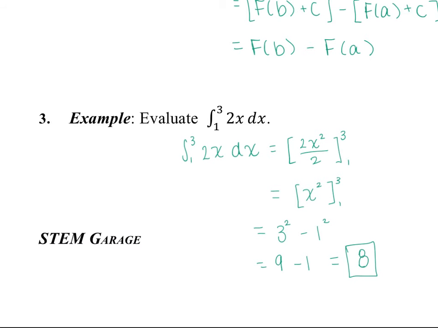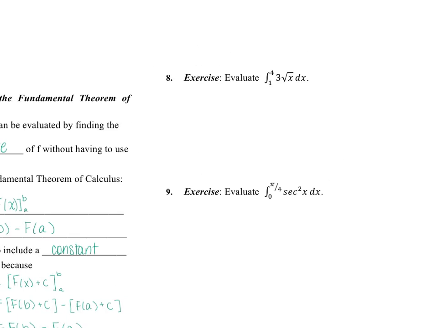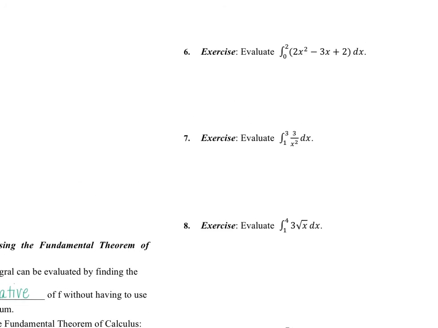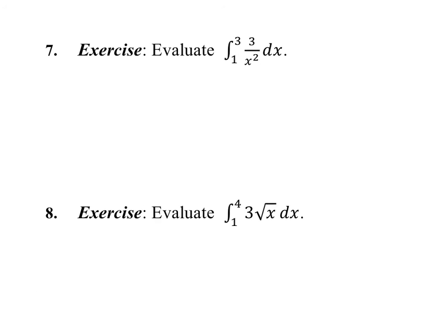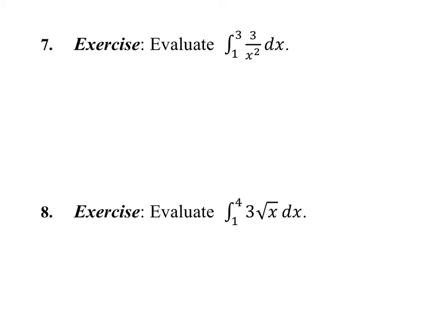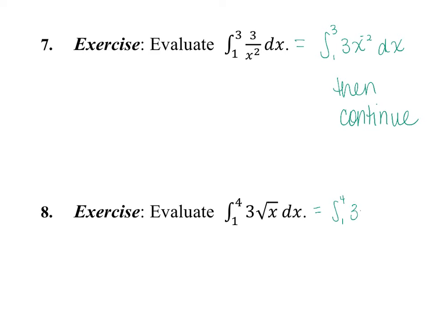So again, just like with derivatives, there's going to be times where you have to either rewrite or simplify a little bit first. So for instance, if I pull in number 7 here, and 8 actually, I would be rewriting both of these before I try to use my integral rules. For instance, with number 7, I would rewrite this as 3x to the negative 2 dx. Then I would continue my steps. And I'm going to do the same thing for number 8. I need to rewrite this. I can't work with that square root, but I can work with an exponent. So this I would rewrite as 3x to the 1/2 dx.